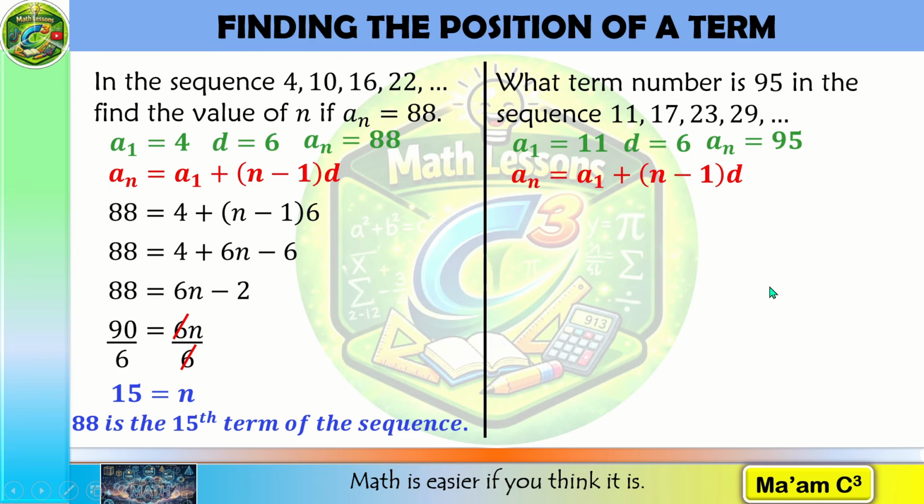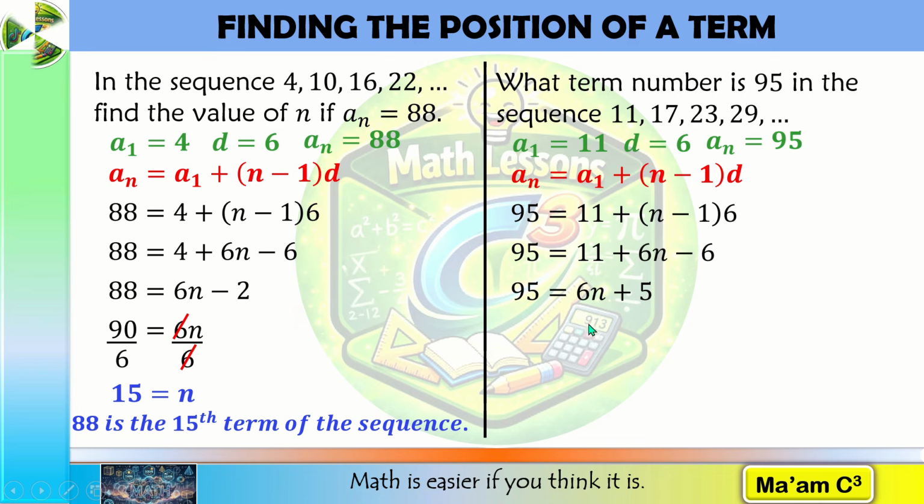Again, let's recall our formula. A sub n is 95. A sub 1 is 11. We're looking for n. d is equal to 6. Let us substitute those values. Distributing 6, 6 times n is 6n. Negative 1 times 6 is negative 6. 11 minus 6 is equal to 5. Combining the constants, let's move 5 here. 95 minus 5 is equal to 90.